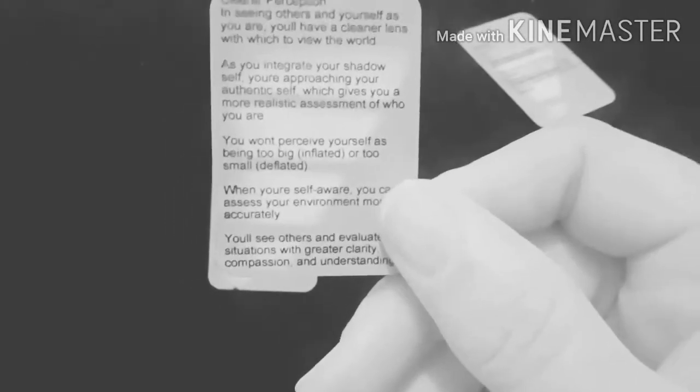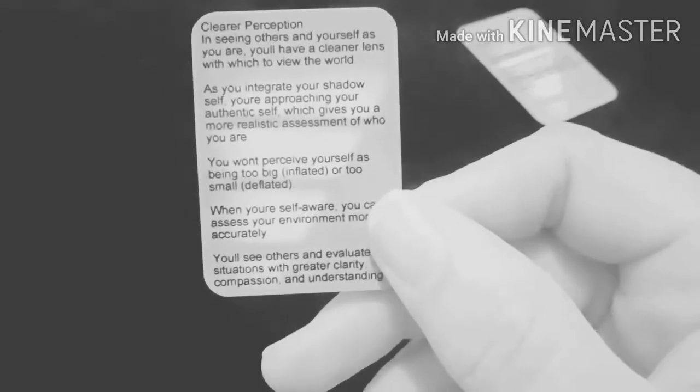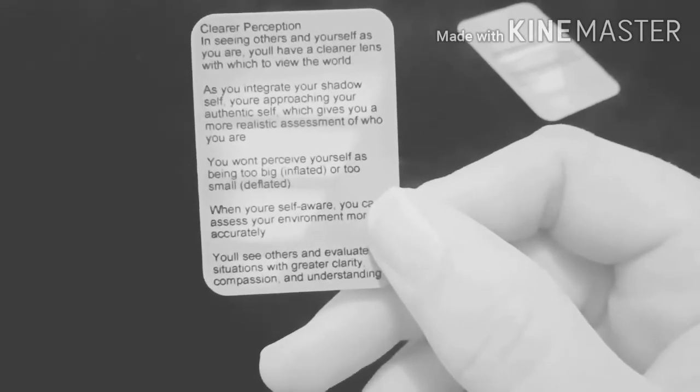Once you start being kind to yourself, then you can start identifying your shadow self and working on controlling your shadow side, and you'll see situations differently. Fill yourself with compassion and understanding, and you'll have a clearer perception of your everyday world.